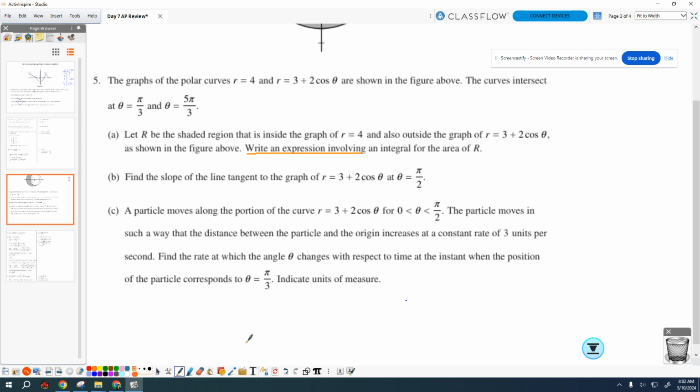Do you need to evaluate the first part? So don't waste time on evaluating, just set it up.